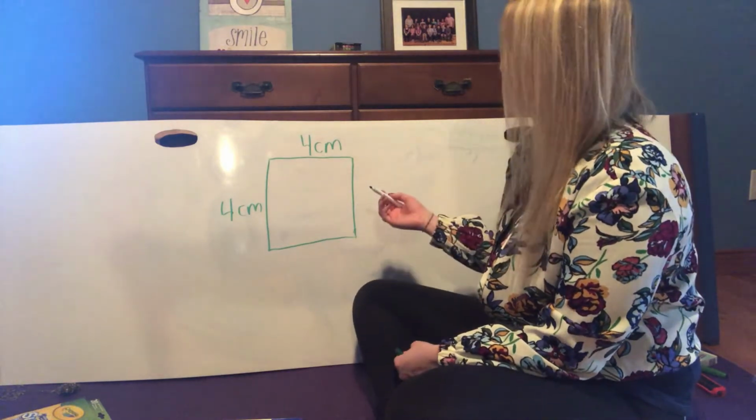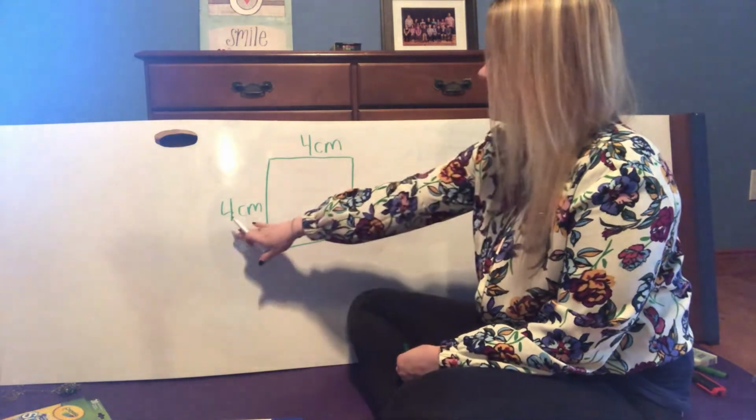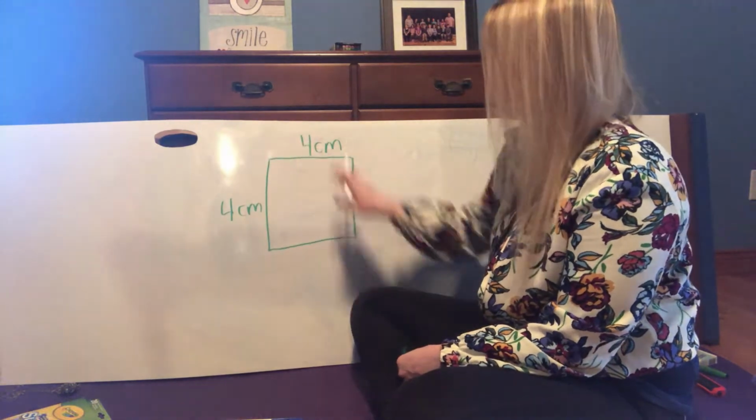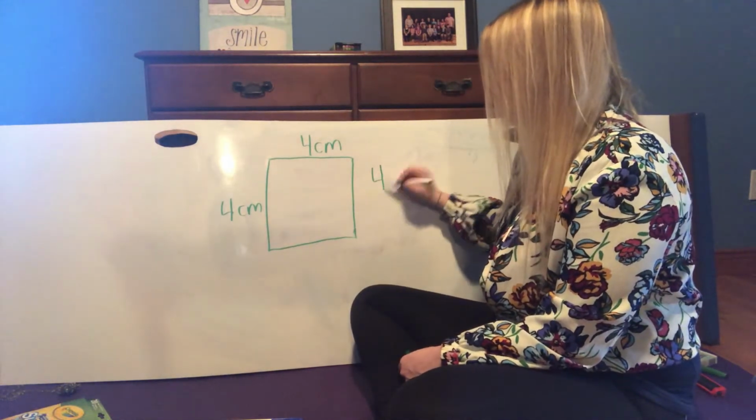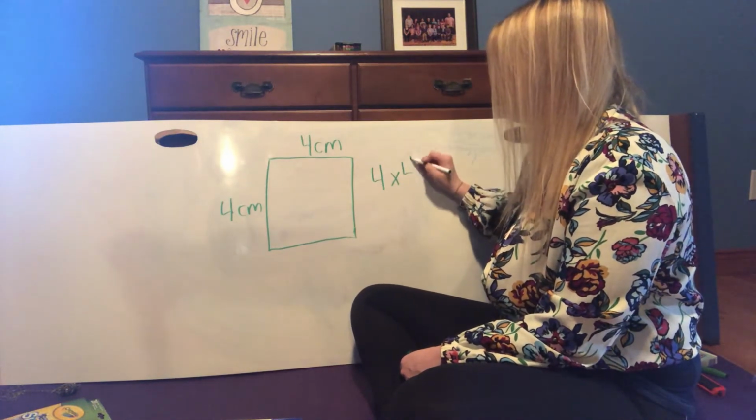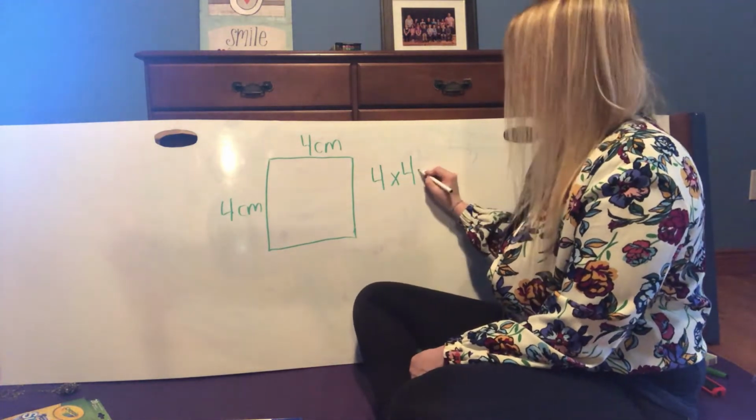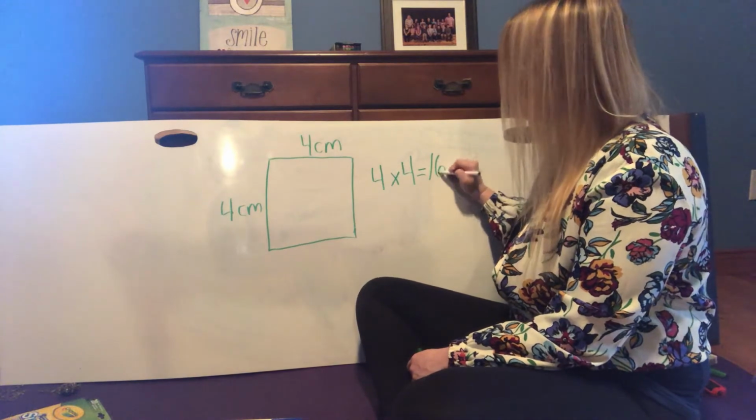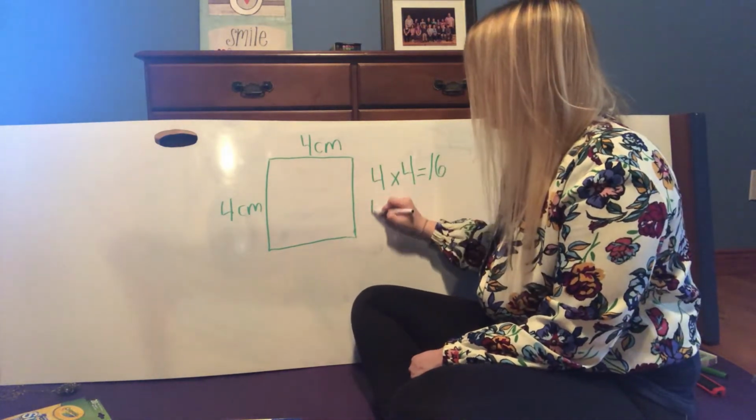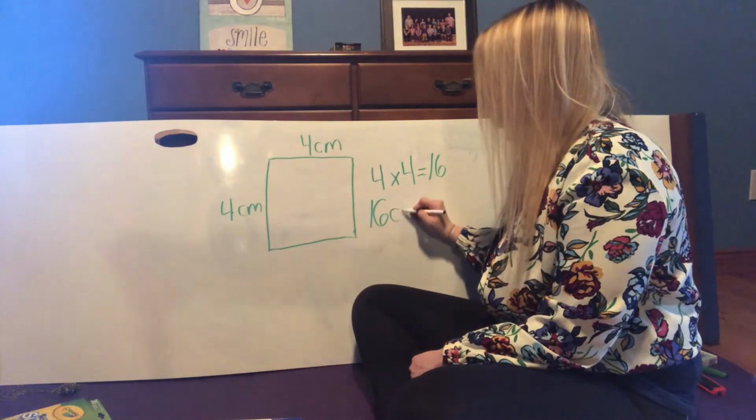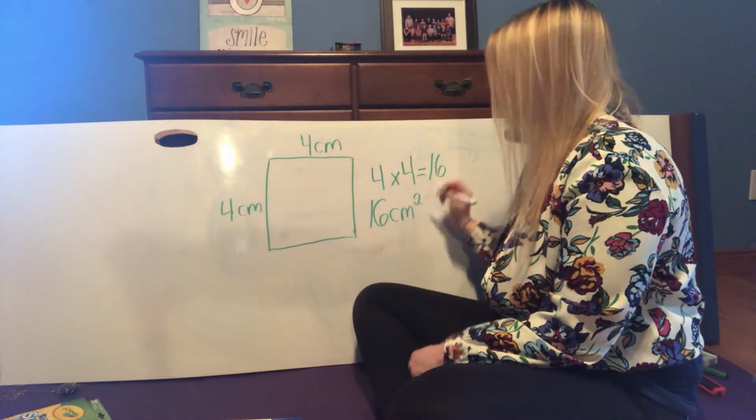Okay, so I'm first going to use multiplication. I'm going to times this number by this number, so my rows by my columns, which in this case is 4 times 4. We know that 4 times 4 is 16, and because I'm using area and centimeters, I know that my answer is 16 centimeters square.